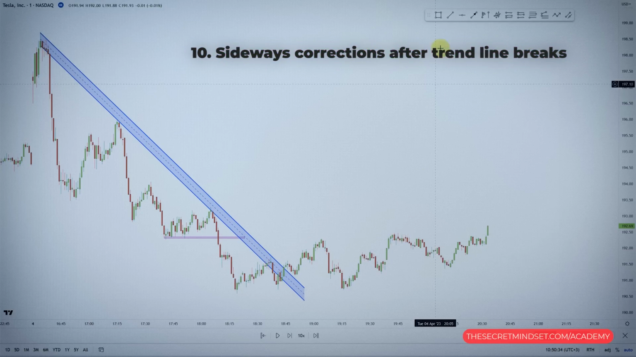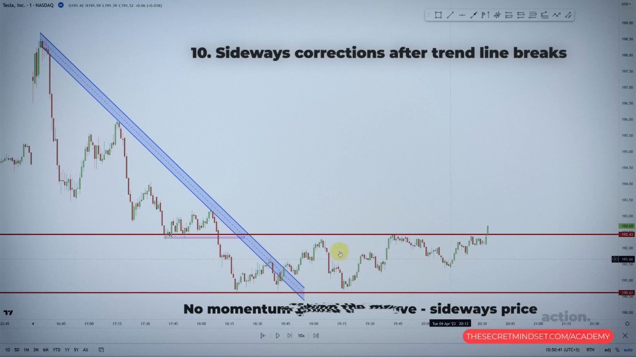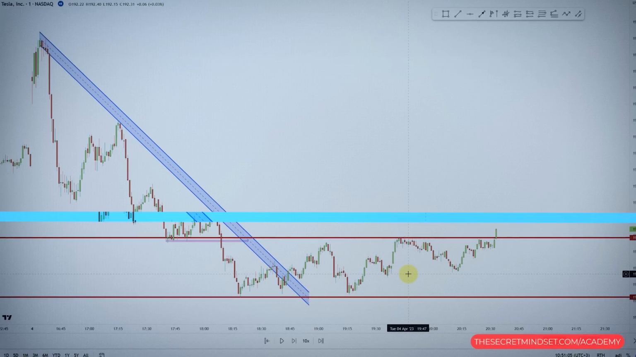Number 10. Sideways corrections after trend line breakouts. In a strong trend, when a trend line breakout occurs, there's no momentum behind the move. There is sideways price action. A sideways drift occurs when the price trades within a fairly stable range without forming any distinct trends. Price action instead oscillates in a horizontal range or channel with neither the buyers nor sellers taking control of prices.